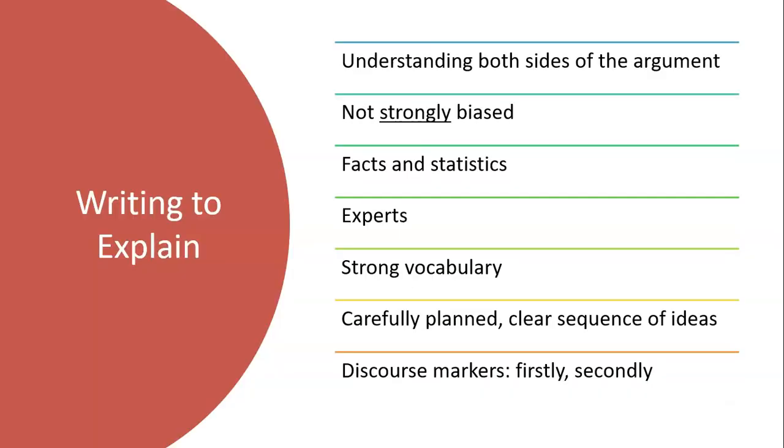So what do we mean by writing to explain? You have to show you understand both sides of the argument, both sides of the point of view. Okay, you can't be strongly biased. You can't only show one side of things.